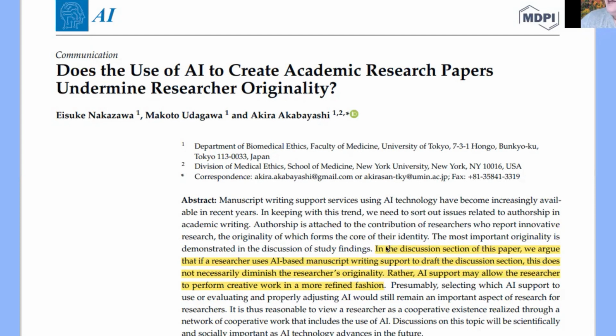And the highlighted line is, in the discussion section of this paper, we argue that if a researcher uses AI-based manuscript writing support to draft the discussion section, this does not necessarily diminish the researcher's originality. Rather, AI support may allow the researcher to perform creative work in a more refined fashion.